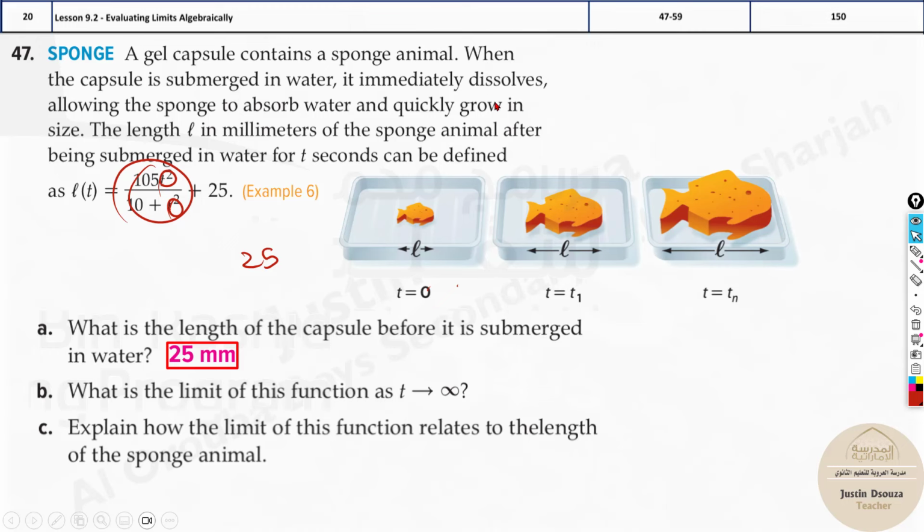It's given in mm, is it? I couldn't see. Yes, it's in millimeter, so it's mm. If it's not mentioned anything, then you can write in units. But since it's clearly mentioned the length in millimeters, we write millimeters or mm.